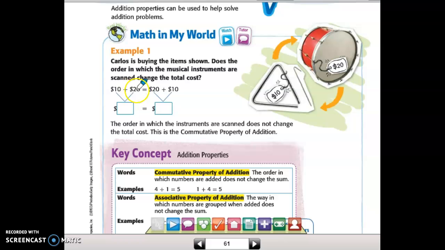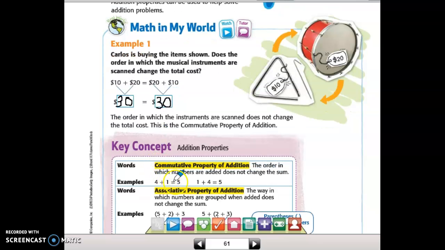10 plus 20 will equal 30, and 20 plus 10 will also equal 30. Because of the commutative property, the order of the numbers does not change the sum. The order in which the instruments are scanned does not change the total cost. This is the commutative property of addition.